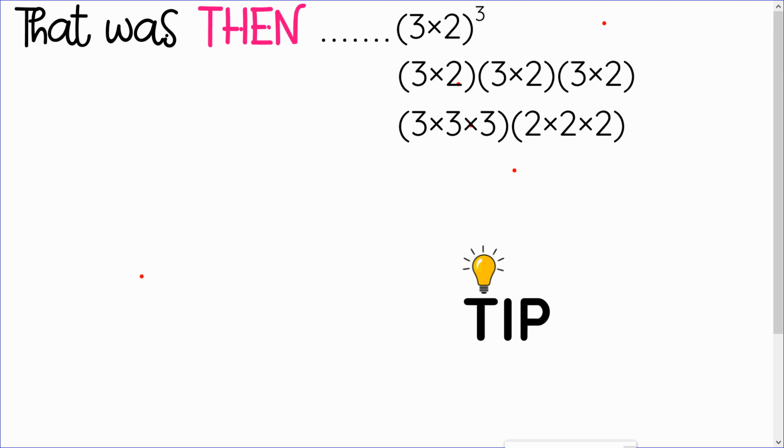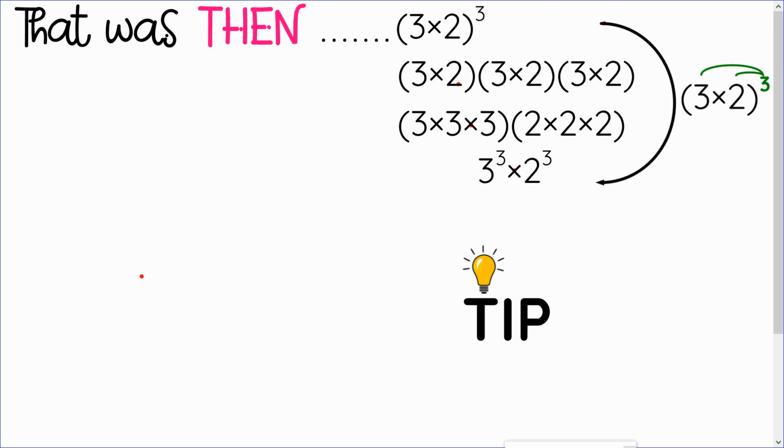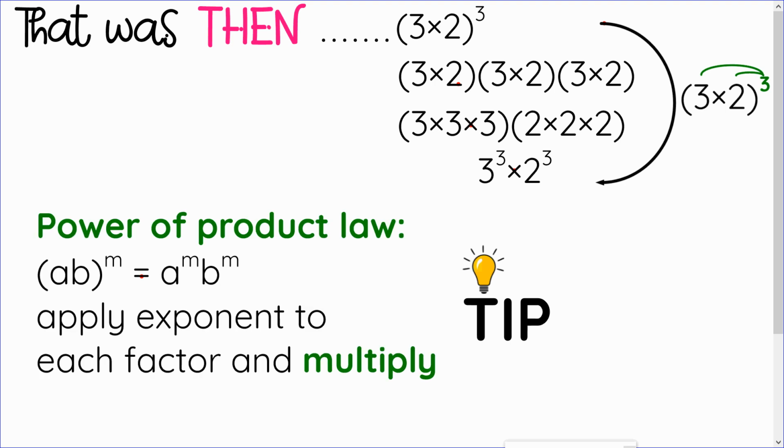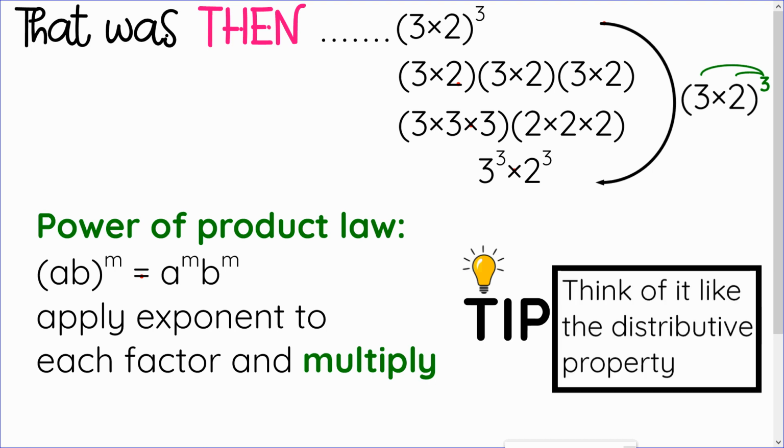So I can see I have 3 repeated factors of 3 and 3 repeated factors of 2. So I can end by saying it's 3 cubed multiplied by 2 cubed. Well, how can I go from the question straight to the answer, start to finish? I simply just apply the exponent of 3 to the 3 and the 2. This is called the power of product law. So anytime you have a product, which means multiply, a times b to the m, you apply the exponent to each factor and multiply. So I think of this, the tip, as applying the distributive property. It's kind of like that, where you apply it to both factors in the base.